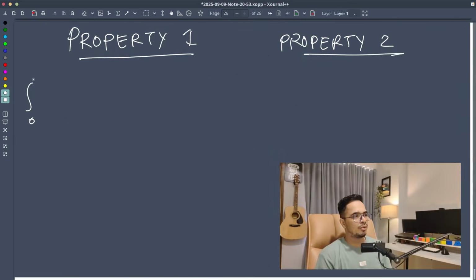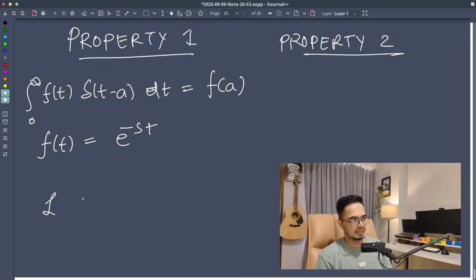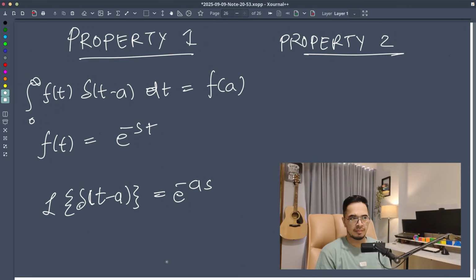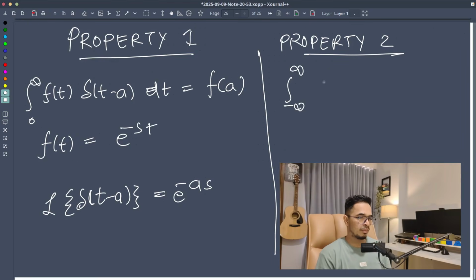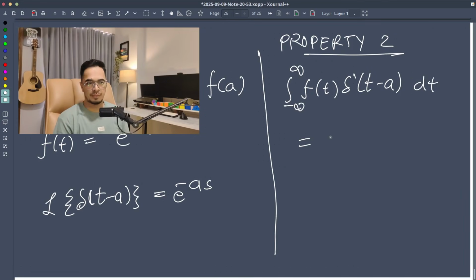So if we talk about the integral from 0 to epsilon of f(t) delta(t minus a), we can write it as f(a), and say f(t) is equal to e raised to minus st. Say for instance, this is the time function. Then I can write the Laplace transform of delta(t minus a) is equal to e raised to minus as, simply. You can substitute and check for yourself. And there's another property which will help you understand this even better. Say we are looking at the function delta dash (t minus a) from minus infinity to plus infinity. The answer then would be minus f dash (a).